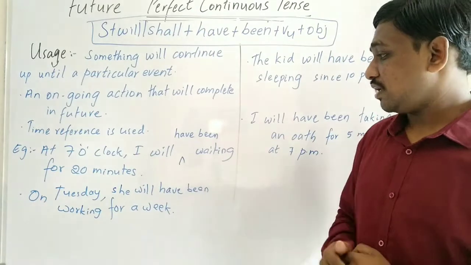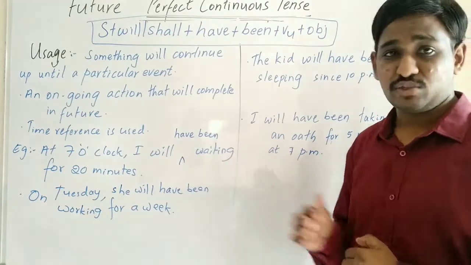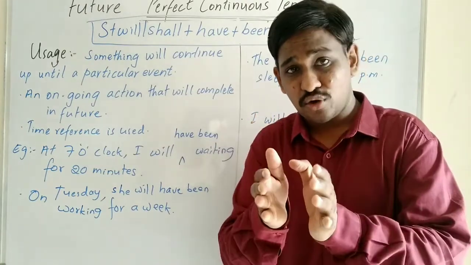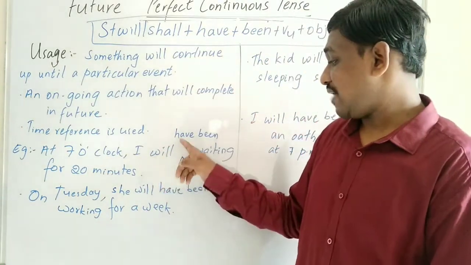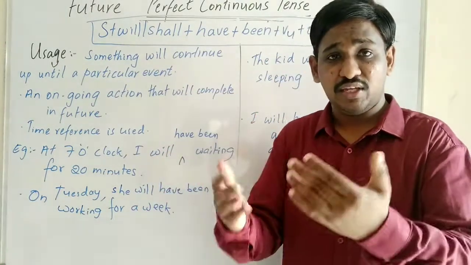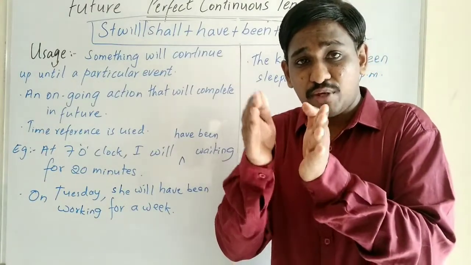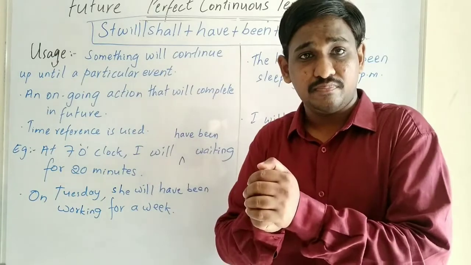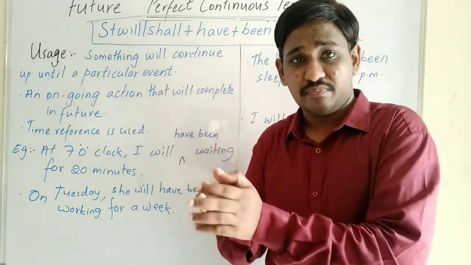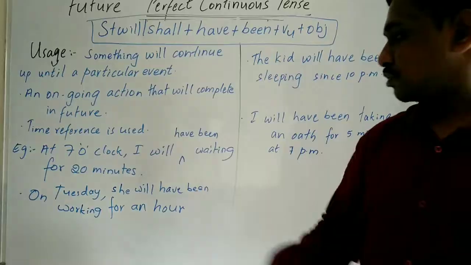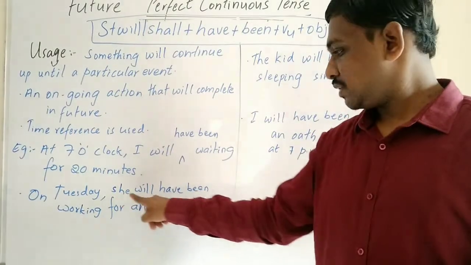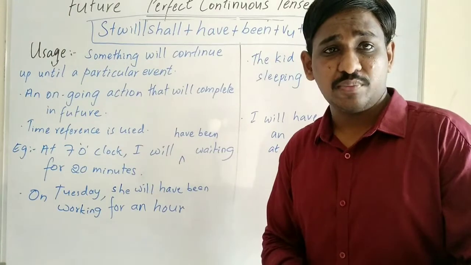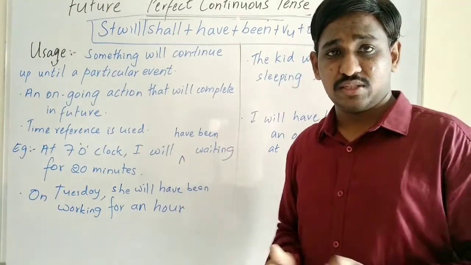At 7 o'clock, I will have been waiting for 20 minutes. It's not 7 o'clock now. At 7 o'clock, what happens? I will have been waiting for 20 minutes. You're telling, I'll have been waiting for 20 minutes at 7 o'clock. So if you want to meet me, you come then. After that, I'll not be there. So future time reference. On Tuesday, she will have been working for an hour. So one extra hour she'll be working, so I have to make some arrangements accordingly.